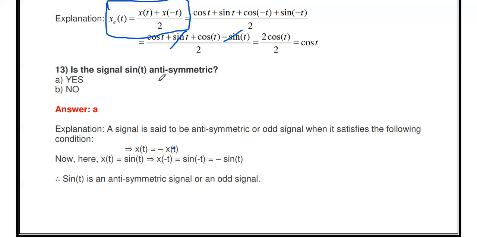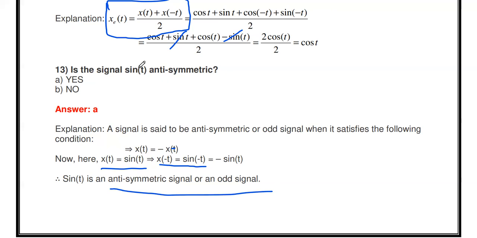So first, given signal x of t equals sin t. So next we have to find out x of minus t. So what is x of minus t? Sine of minus t. So sine of minus theta we can write as minus sin t. So x of minus t value is minus sin t. So if you multiply the x of minus t with minus 1, we will get sin t. So it satisfies the condition x of t equals minus x of minus t. Okay. So that's why the sine signal is an example of an odd signal.